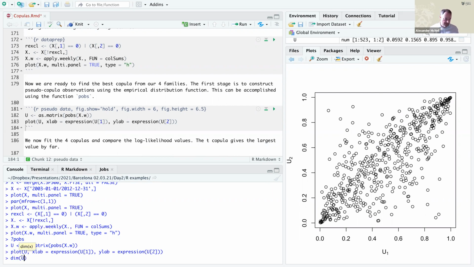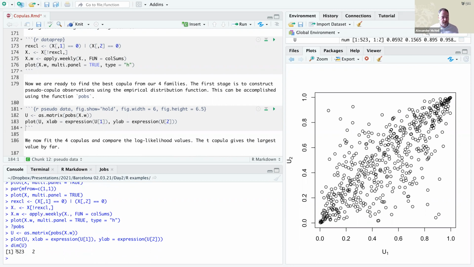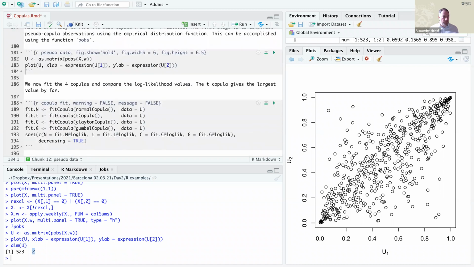Incidentally, if we look at the dimension, there are 523 points here, two-dimensional, and you see the pattern of points. And so the question is, if I was to pick one of my 4 copulas for these data, which one fits best? And so for that you use the function fitCopula.